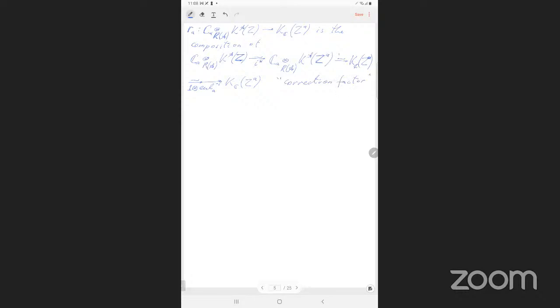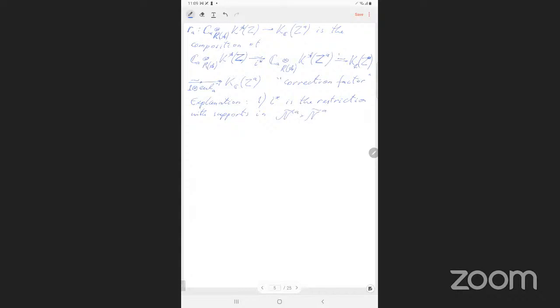And again, I will explain what is this correction factor and why do I need this correction factor. So here, explanation. First of all, this I pullback is the restriction with supports in the ambient smooth variety.